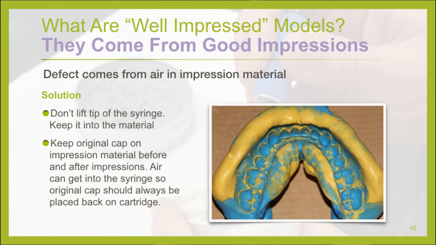What are well-impressed models? Well, they come from good impressions. And when we think about defects in the impression material, one of the solutions is to not lift your tip. When you place that tip into the material, you want to go all the way around without lifting the tip, because if you lift it and you don't stay in the product, you're going to get a bubble, you're going to get a big void. The other thing is making sure that you're monitoring the time. If you don't have a timer, everything in life is not short enough, right? We're always saying, oh God, so much time, so much time. But if we don't have a clock telling us where we are, we might pull it too soon. And that's the last thing that we want to do, is to pull it too soon to where it's still soft or it rips.